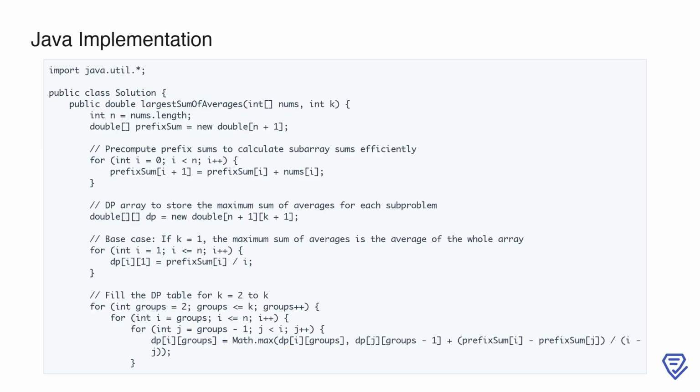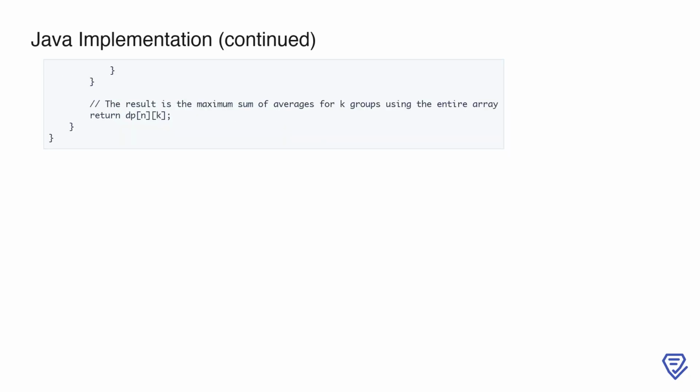Finally, we start filling up the dp table for multiple groups, iterating over the number of groups from 2 to k. For each group count, we calculate the maximum sum of averages for subarrays ending at every possible index i. This is done by iterating through potential partition points j, where the last group starts after j. In this continuation, we complete the nested loops by calculating the maximum sum of averages for all valid partition points.